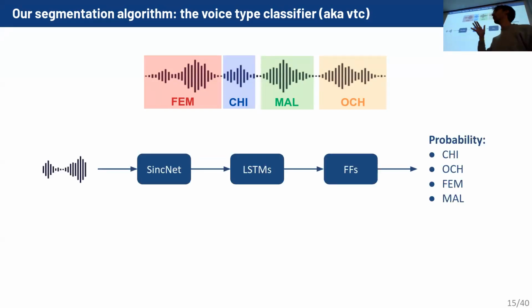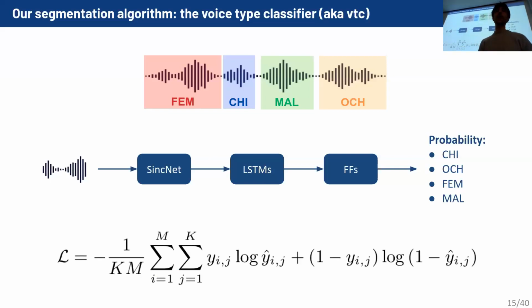Briefly, the model we chose, although it's not that important: we have a SincNet network that learns filter features from the raw speech, followed by a stack of LSTM layers and a stack of feed-forward layers, and the model returns the probability for each of the 4 classes we're interested in. It is trained using the binary cross entropy that is commonly used for classification problems.